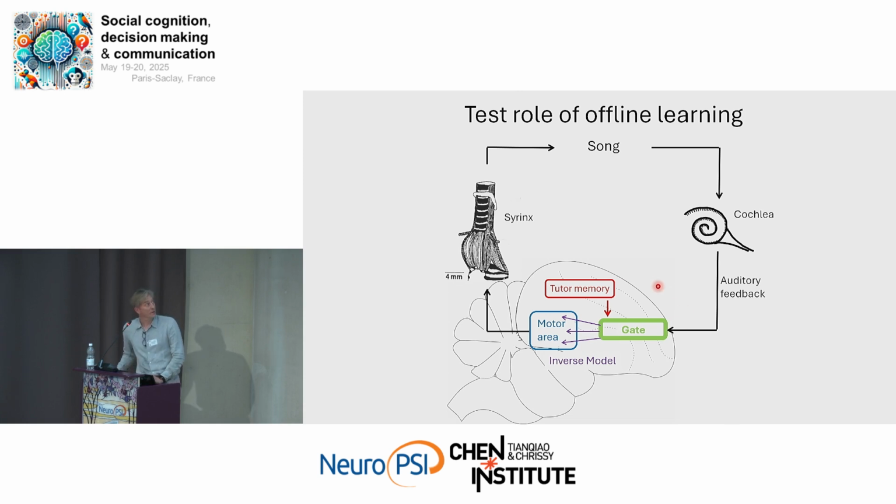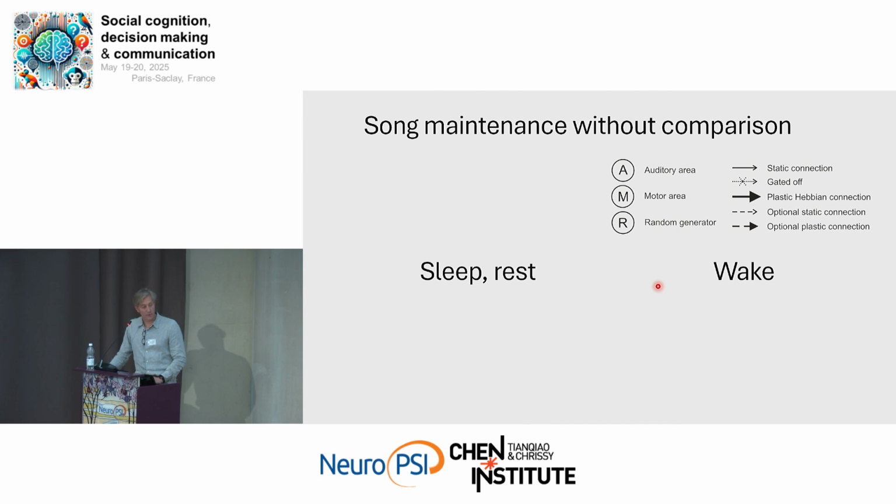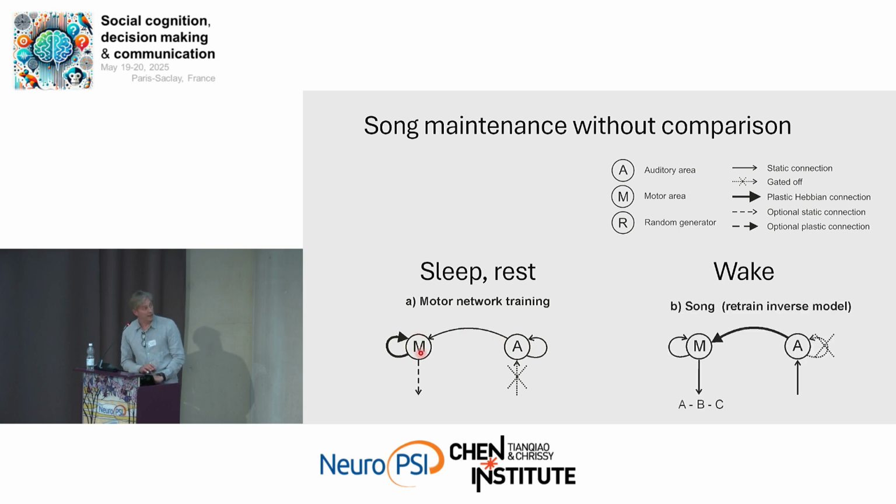And so, test the role of offline learning. If there's an offline phase, can we somehow interfere with it? Remember, there are two phases. There's a sleep phase, during which there's no auditory feedback and no song because the bird sleeps, and you could take the auditory memory and feed it into the motor area to learn a motor network. In the wake phase, the auditory memory would be off, but the bird would use the motor network to sing the song and just retrain the inverse.